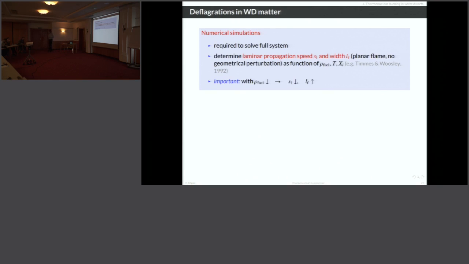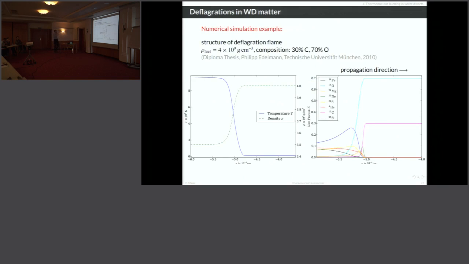The important thing that one finds here is that typically with lower fuel densities, the laminar flame speed will decrease and the flames will become wider. So the flame width goes up. Here's an example of a numerical simulation that my former diploma student Philipp Edelmann did. This is at 4 × 10^9 grams per cubic centimeter, at rather high fuel densities, and we have a composition of the white dwarf material of 30% carbon and 70% oxygen. You see a typical structure that you get from such a numerical simulation.